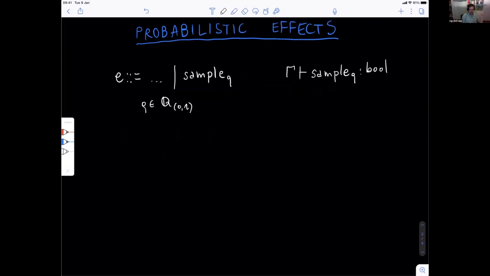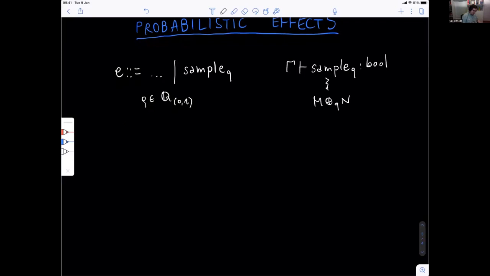And depending on the outcome, by way of the if-then-else construct, you can do completely different things. In particular, by way of sample, you can define as syntactic sugar the probabilistic sum of two terms, and then by way of the if-then-else construct. Well, about the dynamic semantics, of course, something needs to be done, and something not so complicated, but not trivial too.